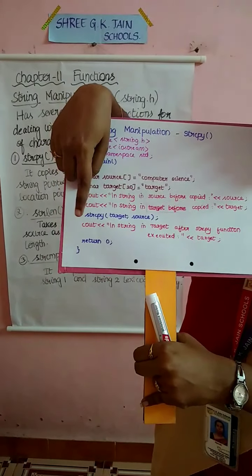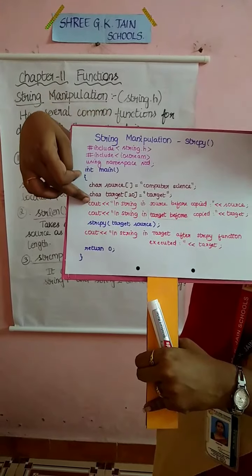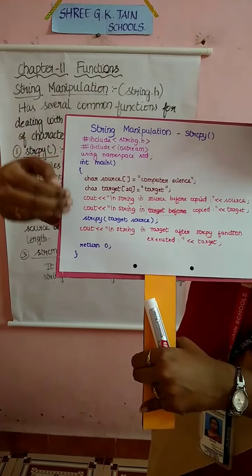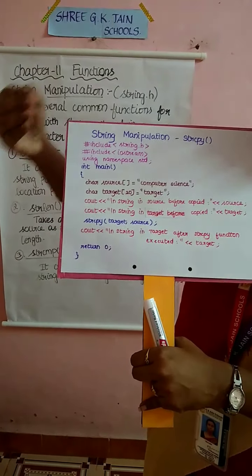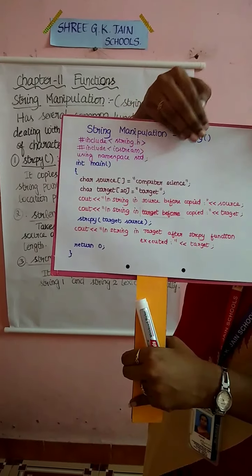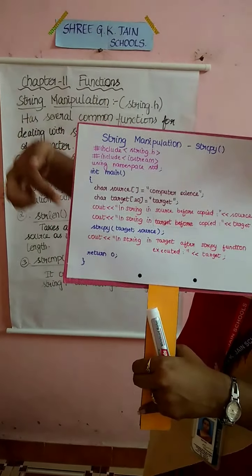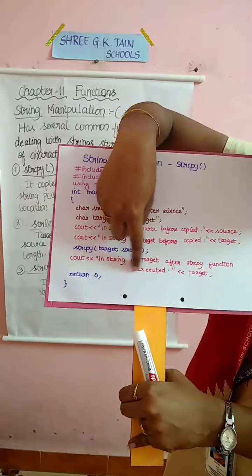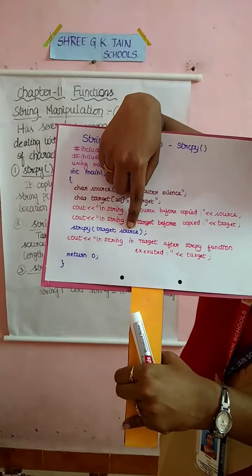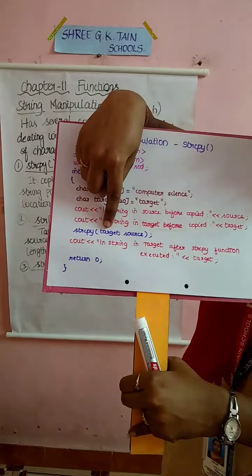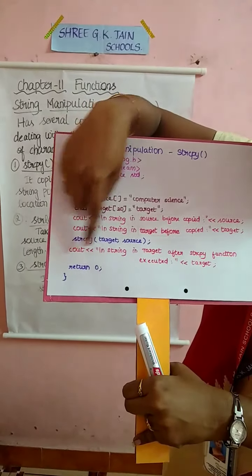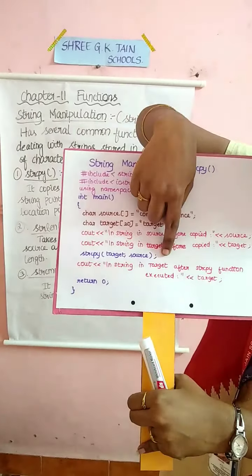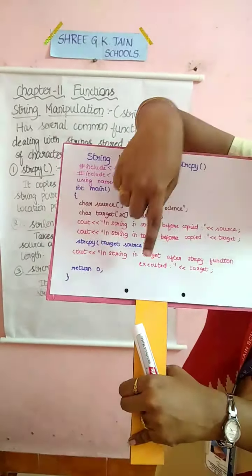Now you are applying the string copy function. These output statements are optional; you can either use them or omit them. If you use these cout statements, it is easier for you to understand the program: what the string is before copy and what it is after you apply the string copy function. strcpy(target, source). Whatever string the source variable contains will be copied to the memory location of your target. After getting copied, the output statement says string in target after string copy function executed.